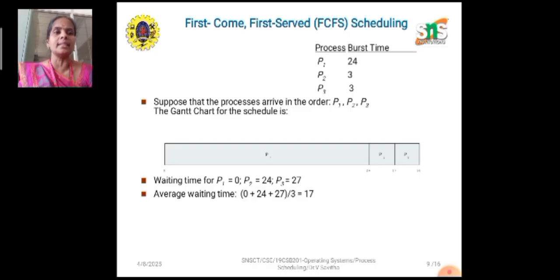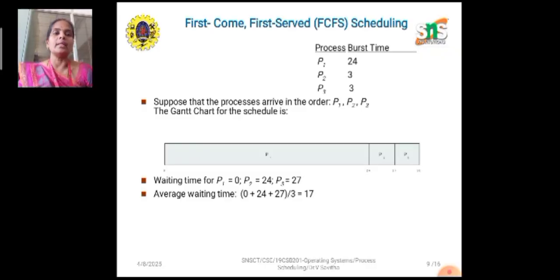So let's take an example where we have three processes. Process 1 with 24 burst time, process 2 with 3, and process 3 with 3 burst time again. The order of incoming processes is P1, P2, P3. This is given to the operating system, which has to schedule it and give the CPU for execution. As per first come first serve, P1 will enter the CPU first with a 24 burst time. After its completion, P2 continues, and after P2, P3 completes its execution.